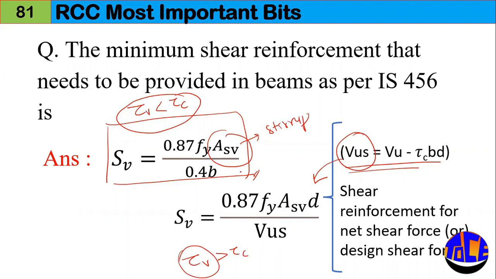In both the equations, for minimum shear reinforcement and for net shear force or design shear force, 0.87 Fy into ASV is common. Except here you will get D by VUS, whereas there you will get 0.4 by B in the denominator. That's it. Compare the equations like that so that you can remember them easily.